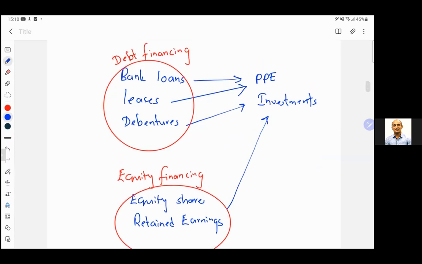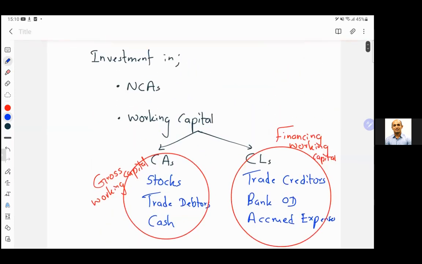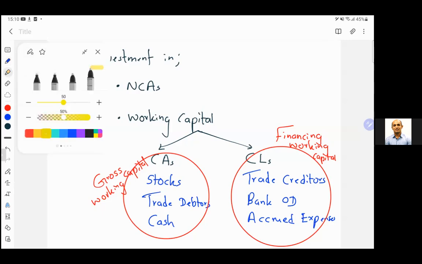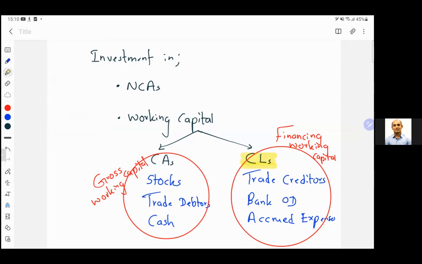Now you see in this example, the company carries out investing activities. Then the company has to finance the investment. You see working capital is financed, for example, through current liability.